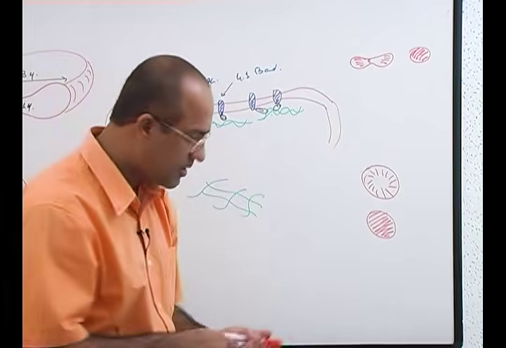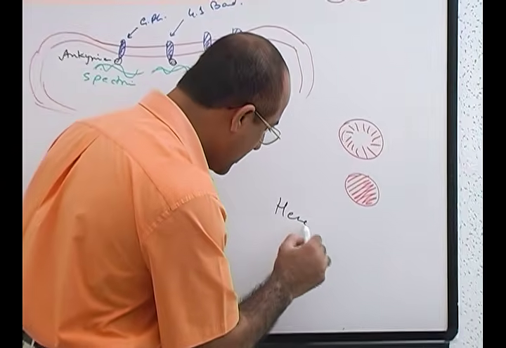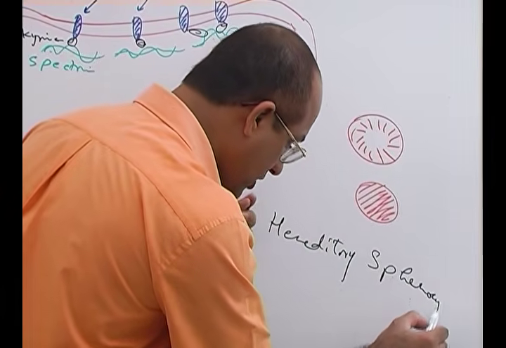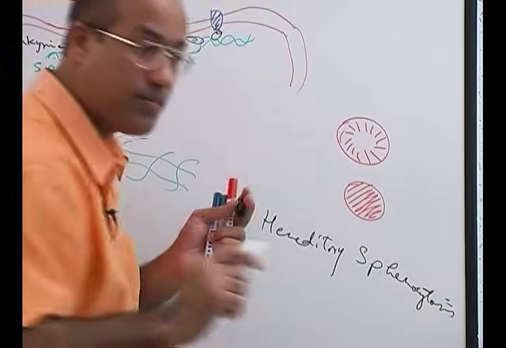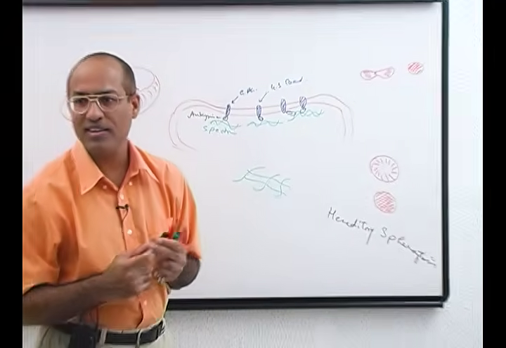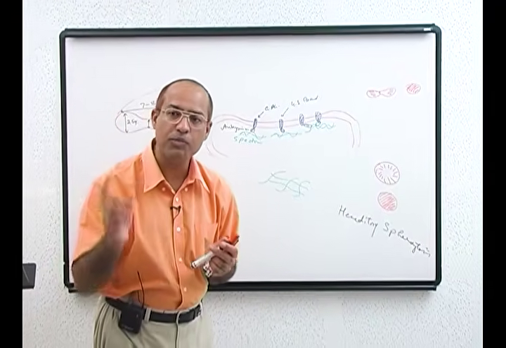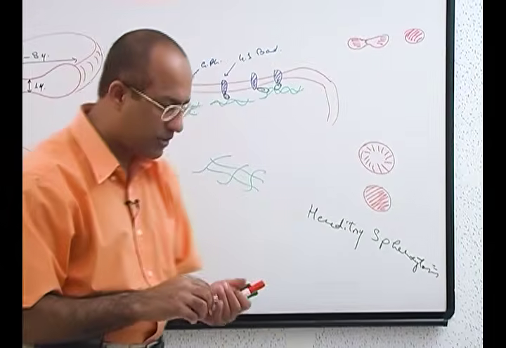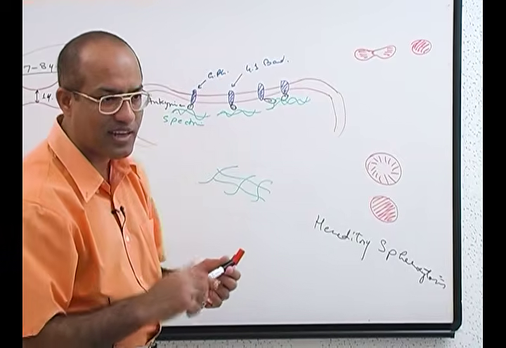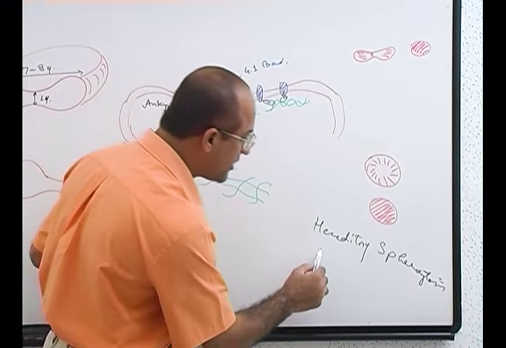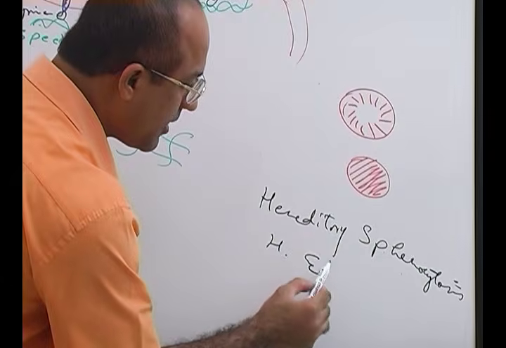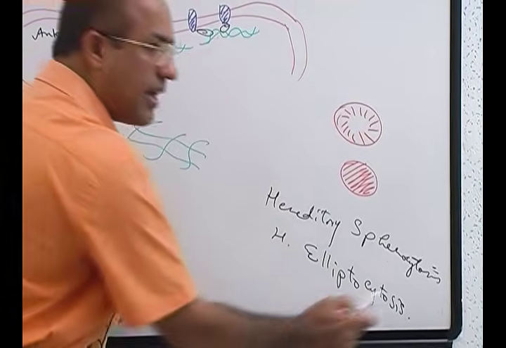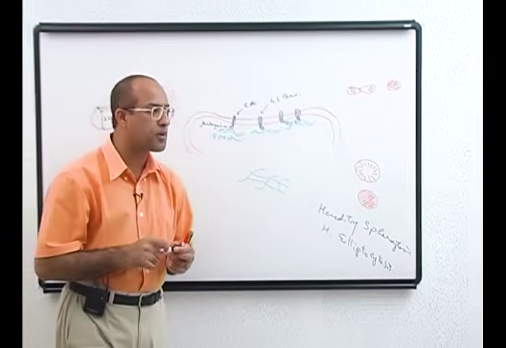And this condition, because it is inherited, we call hereditary spherocytosis. But if this problem is mild, then we call it hereditary elliptocytosis. If it is severe, then hereditary spherocytosis. If the problem is mild, then the RBC becomes elliptical, not fully spherical. Then we call it hereditary elliptocytosis. Am I clear?